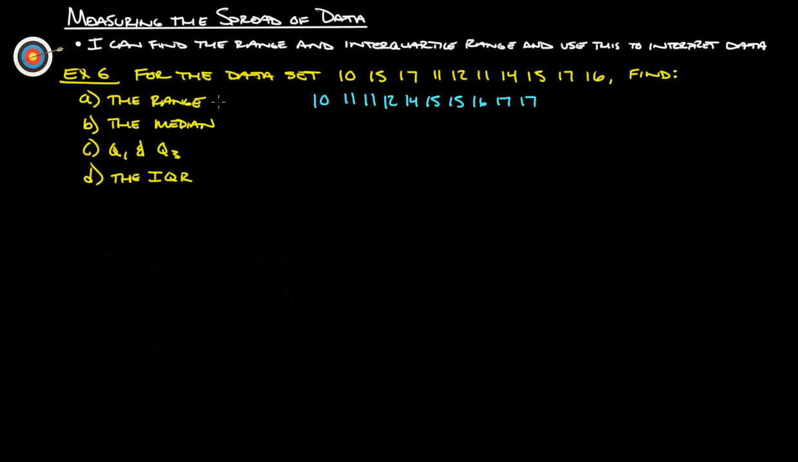Okay, so then that means our range is going to be from 10 to 17, and really what we want to do is subtract those. So that is going to give us a difference of 7 as our range. Median is going to be the middle number. There's 10 numbers here, so 1, 2, 3, 4, 5. This right here is going to be our median. So to find the median, 14 plus 15 divided by 2 gives us 14 and a half for the median.